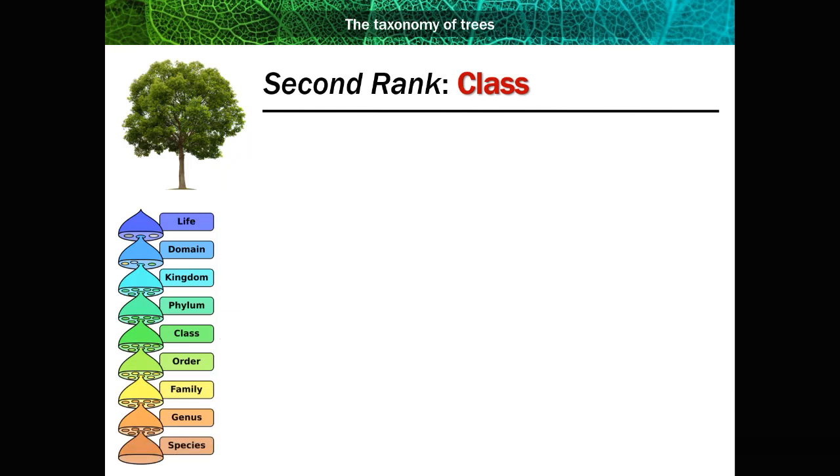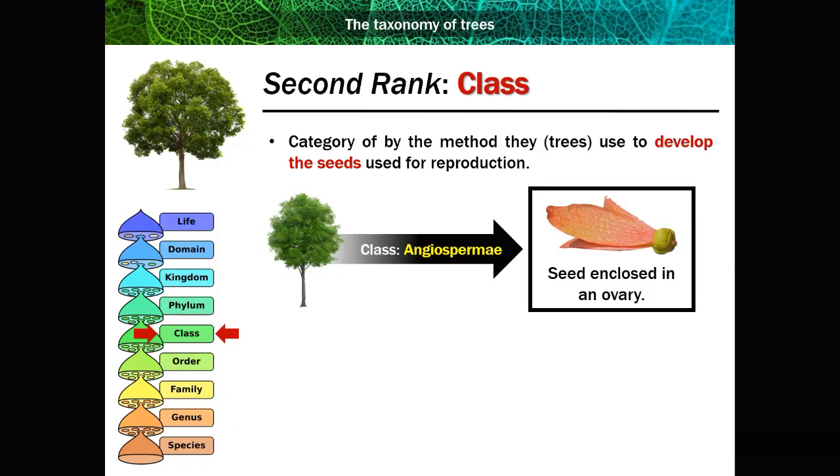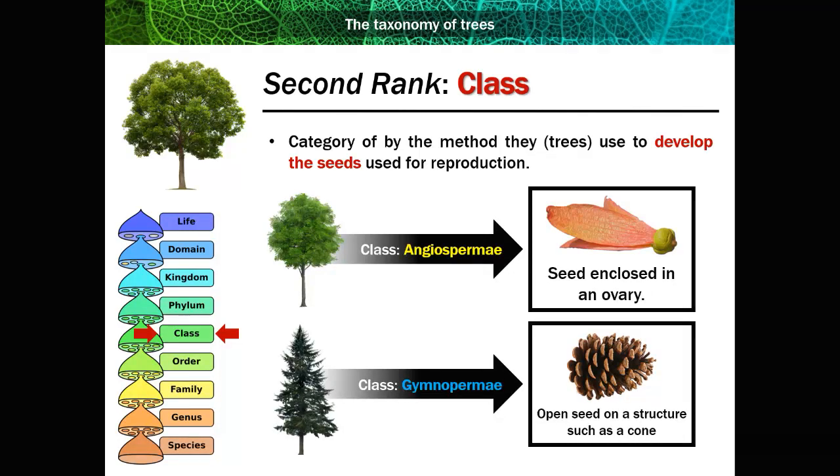So the second rank under the kingdom of Plantae is class. This category is based on the method trees use to develop the seeds used for reproduction. Tree has two classes. The first one is angiospermae, which is the seed enclosed in an ovary. And the second class is gymnospermae, where the seed is open on a structure such as a cone.